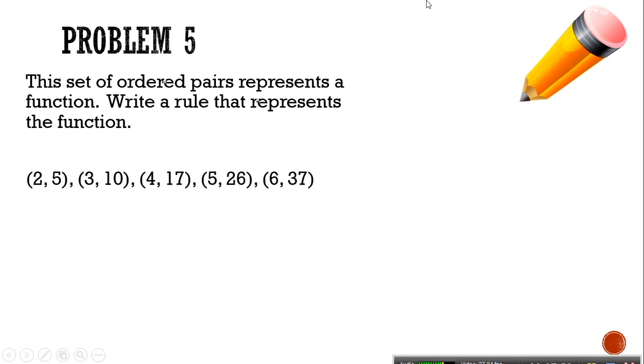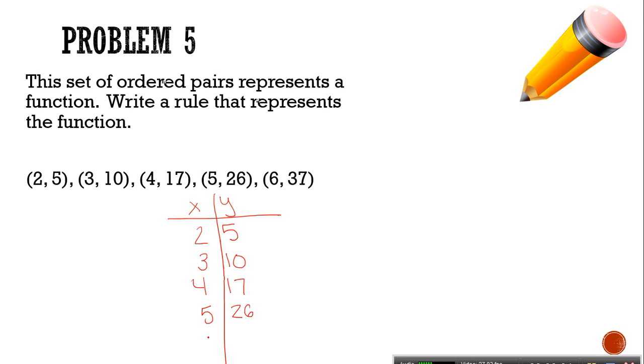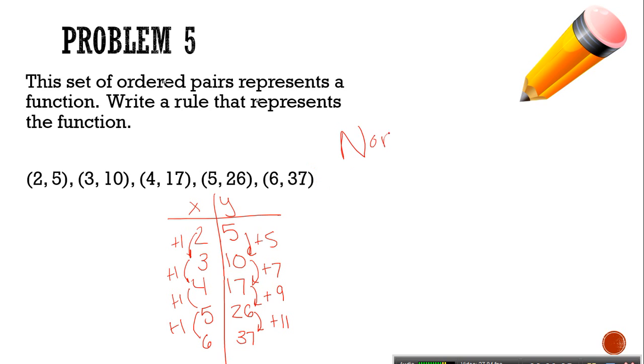Let's take a look at the last problem for tonight. So I'm going to create my XY chart just like you're going to. Got a 2 and a 5, a 3 and a 10, 4, 17, 5, 26, 6, and 37. Now, if I look at this, I'm going up by 5, up by 7, up by 9, and up by 11. It looks like I'm going up by 2s each time here. So that's not a constant amount either. So I got a nonlinear again.